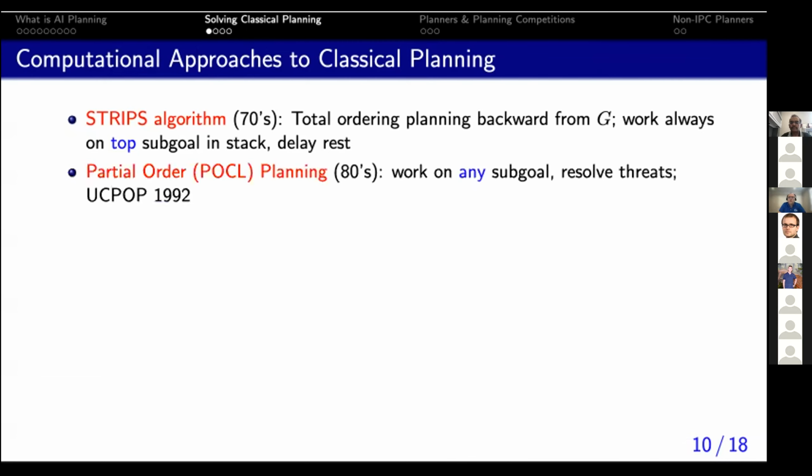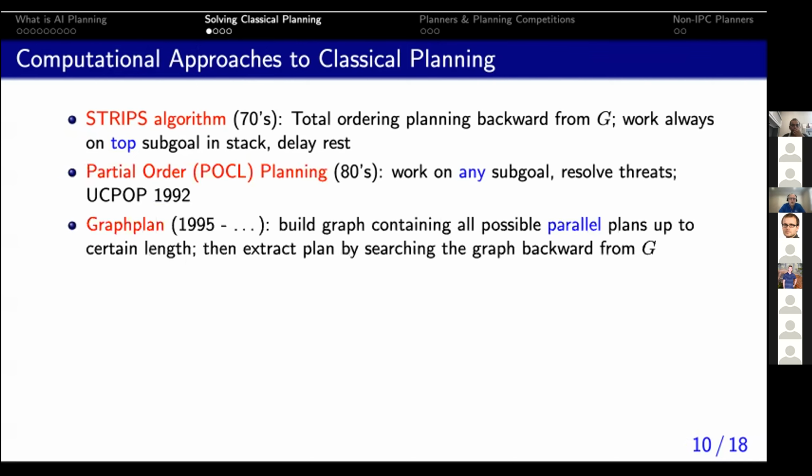Partial ordered causal link planning performs a search in the space of partial plans. Graphplan constructs a graph in a forward manner that encodes all possible parallel plans up to a given bound, and then performs a backward search in the constructed graph.